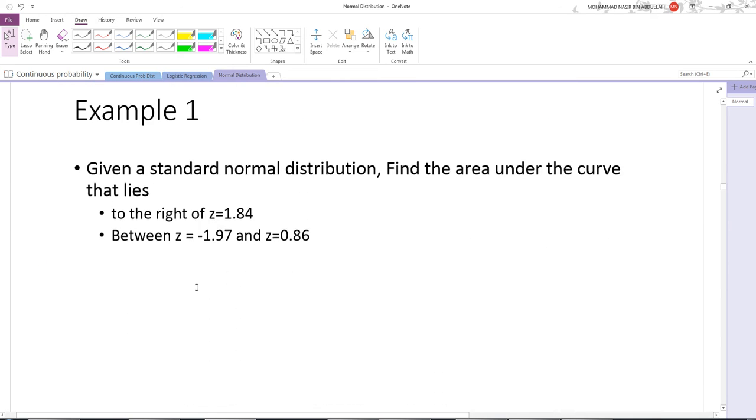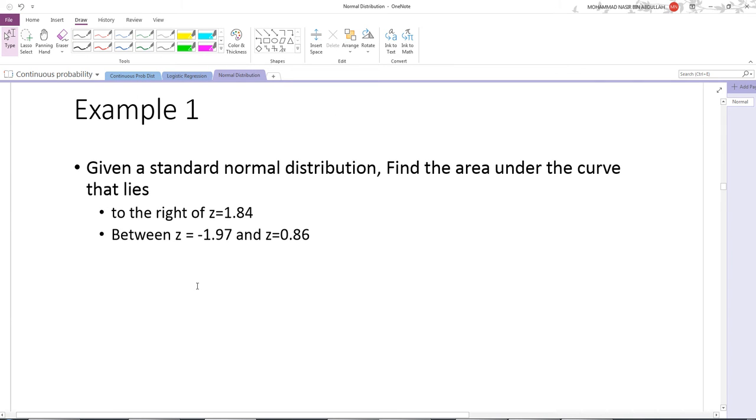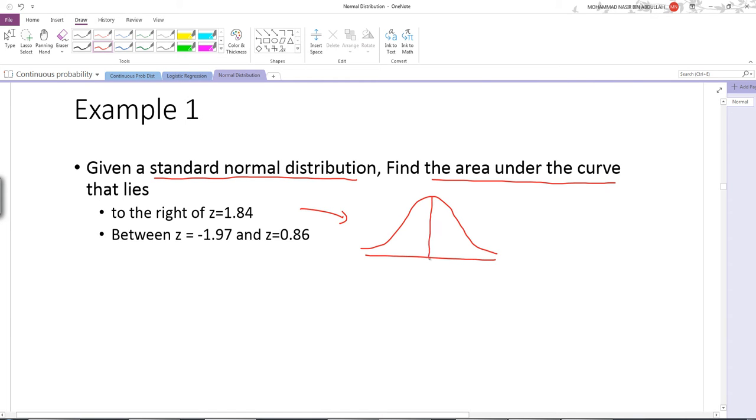If you don't have questions, then let's look at example number 1. Given a standard normal distribution, we want to find the area under the curve that lies to the right of z equal to 1.84. For this one, this is a standard normal distribution curve. You always need to draw a standard normal distribution curve to know where the area lies.